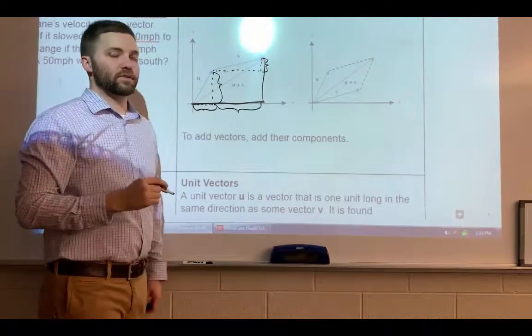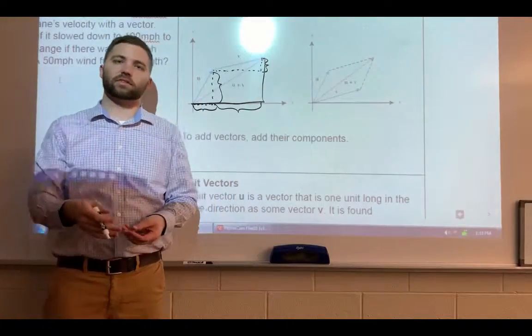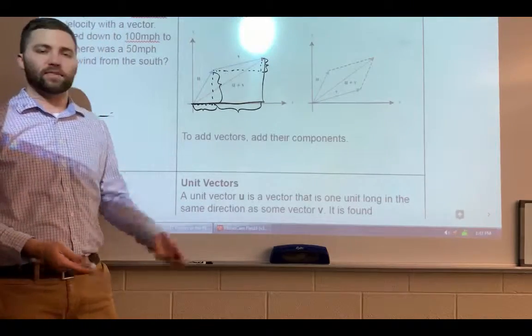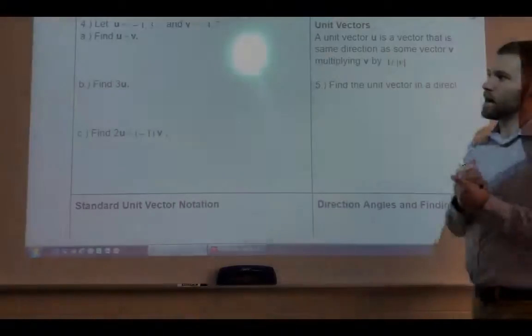Okay? You don't necessarily need to think through that every single time. Just remember that vector addition, you just add the components of the vector. All right, let's do some operations with vectors.